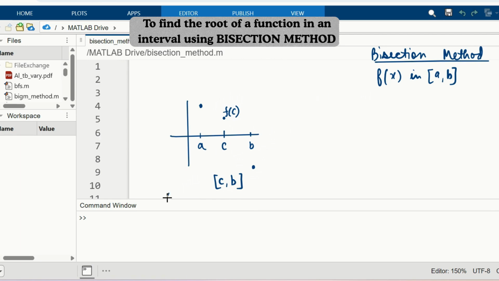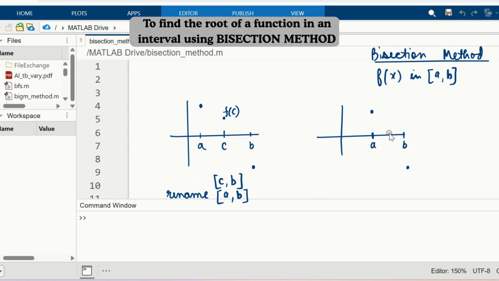But we always rename our interval. Whenever we get a new interval, we'll always rename it as our previous one. We'll rename it as a comma b. So the next graph will look like this: c's name has changed to a and b remains b. At point a the function value is positive and at point b the function value is negative. Then we'll again repeat this.